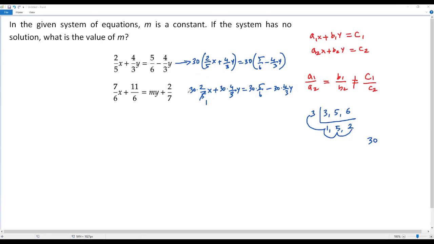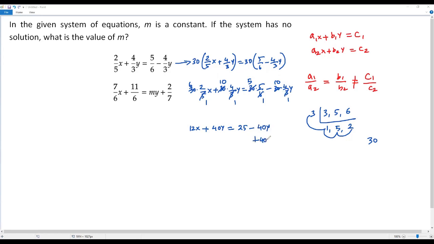Here 5 goes into 5 one time and 5 goes into 30 6 times. Here 3 goes into 3 one time and 3 goes into 30 10 times. And here 6 goes into 6 one time and 6 goes into 30 5 times. And 3 goes into 3 one time, 3 goes into 30 10 times. Okay, here 6 times 2x is 12x, plus 10 times 4y is 40y, equals 5 times 5 is 25, minus 10 times 4y is 40y.